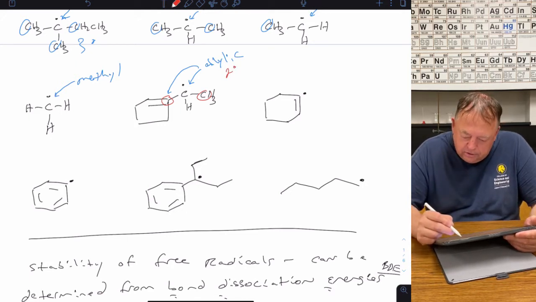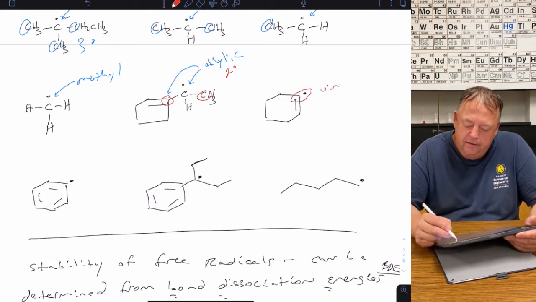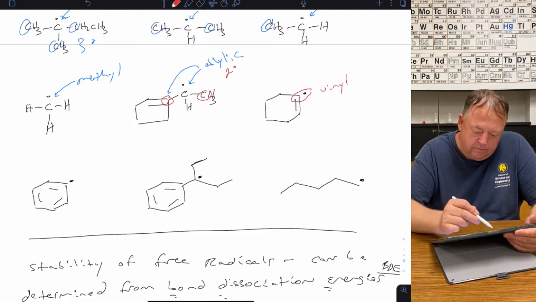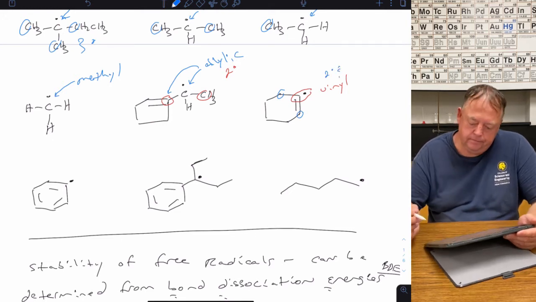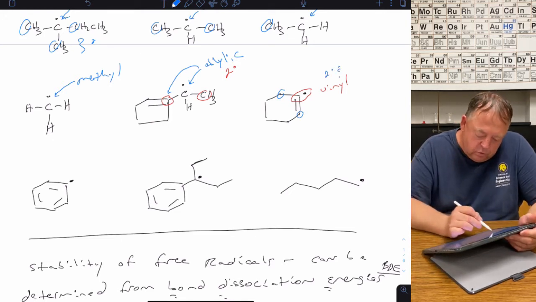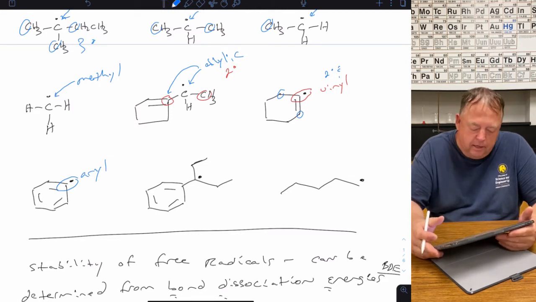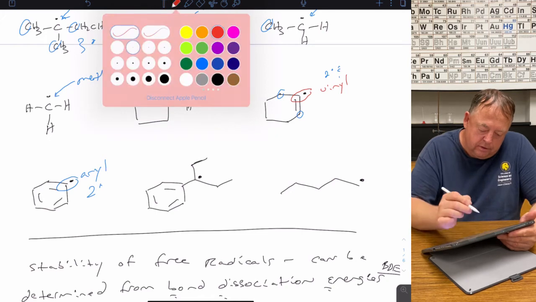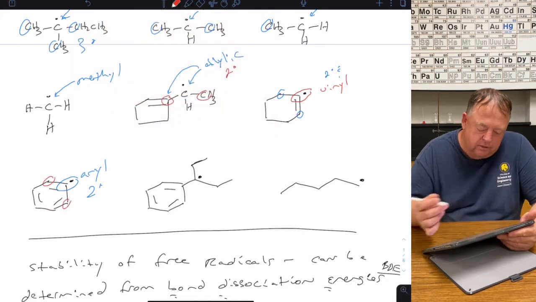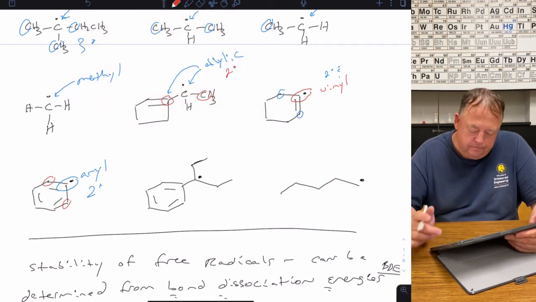In this one, the radical is directly on a carbon-carbon double bond, so it would be vinyl. And that carbon has 2 carbons attached to it, so it would be secondary and vinyl. In this one, the radical is directly on a benzene ring, so it's aryl, and all aryl radicals would be secondary, right? Because that carbon with the radical has 2 carbons attached to it, so it's going to be secondary.